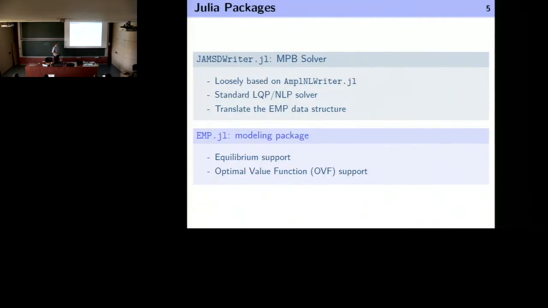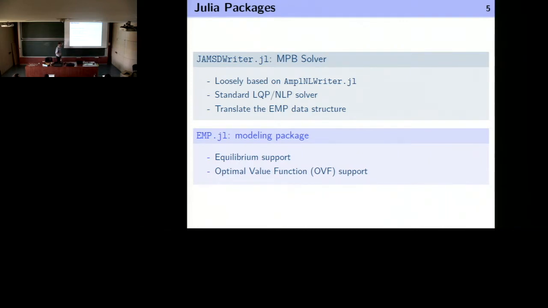So in terms of Julia, I wrote 2 packages. The first one, sorry, the name is really bad, but you can see that it's based on AmplNLWriter. So this is your classical LQP or an LP solver for MPB. But it's also able to translate some of the EMP data structure.